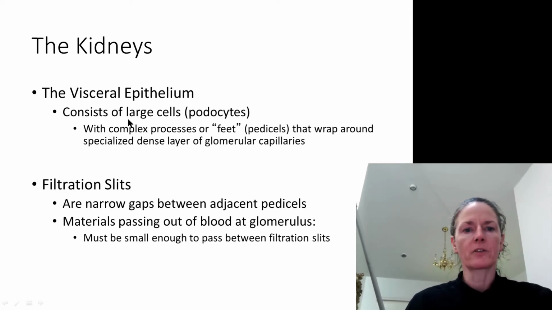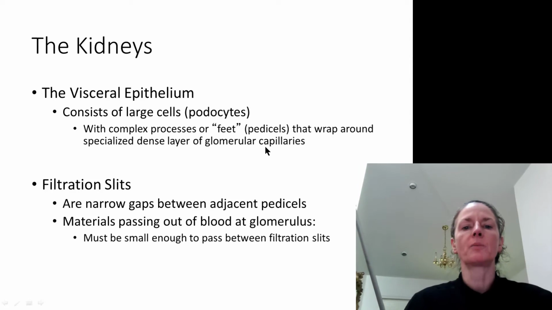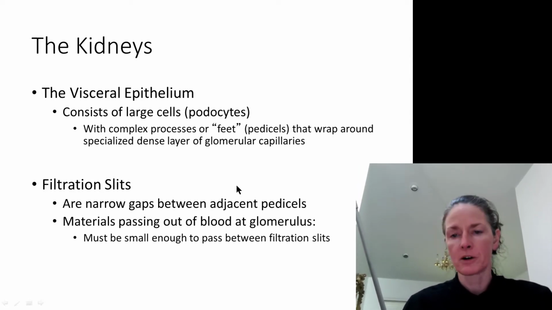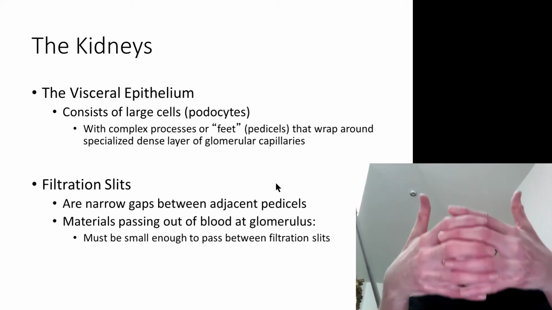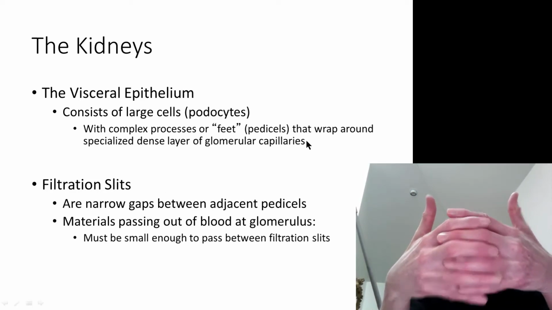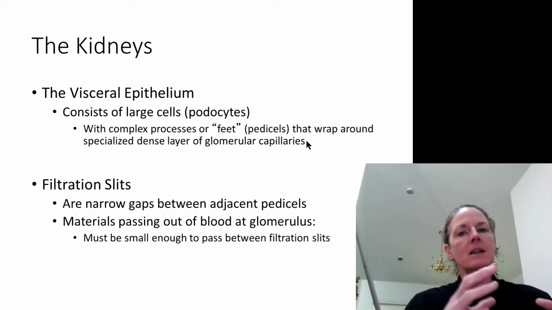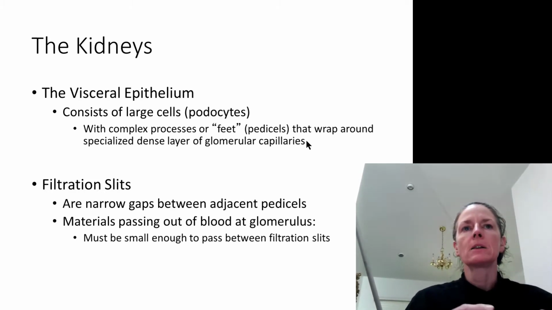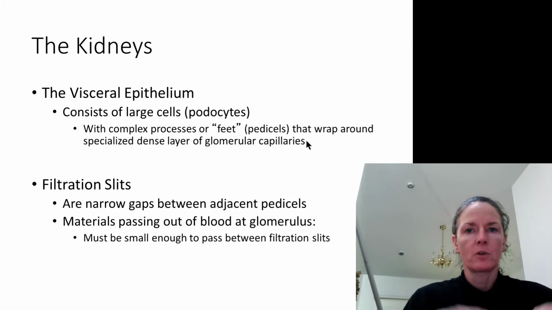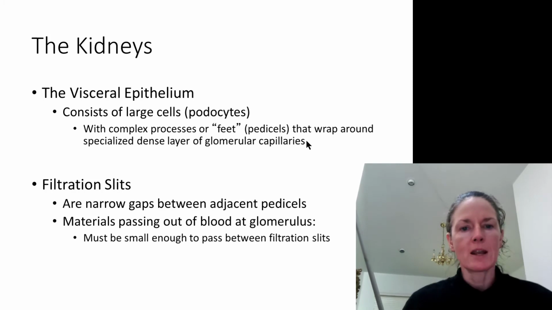So, all right, we've got our podocytes we've talked about. These are large cells with complex processes called feet or pedicels that will wrap around a specialized dense layer of our glomerular capillaries, as we've discussed before. The podocytes will be like this, and they will make these filtration slits through which the filtrate will pass. And what we will see is that each layer within the filtration membrane is getting progressively less permeable. So smaller and smaller solutes are filtered through at each level.